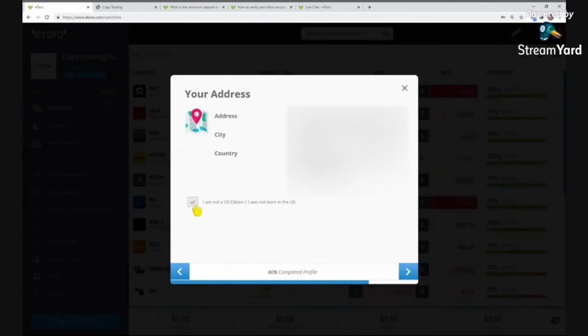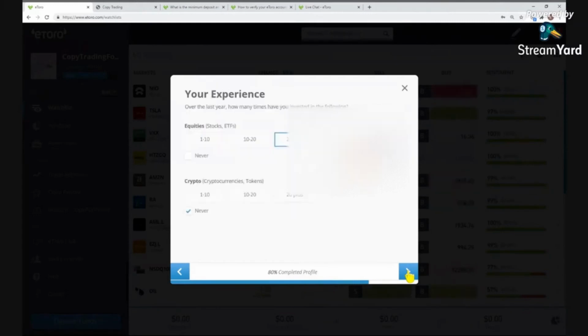And down below here, I'm not a US citizen. I was not born in the US, so I'll click off that. Because in the USA, there are some restrictions on what you can trade over there. Really, you can only trade crypto, I believe, and not US stocks, but other European and other worldwide stocks on the American profile. So click next.